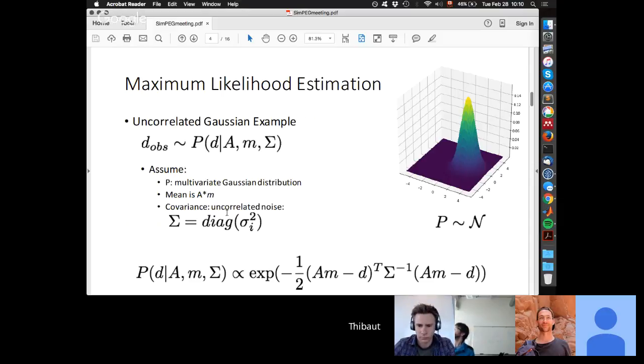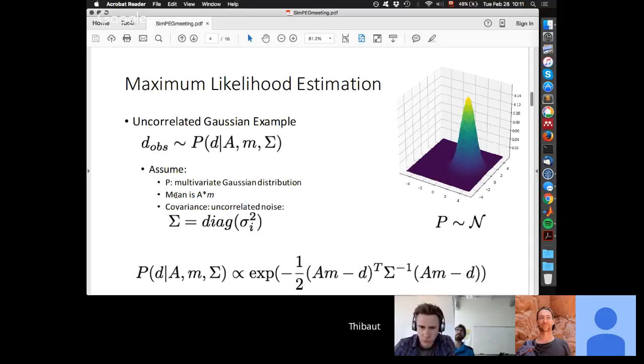So I'm just going to do that through an uncorrelated Gaussian example. I'm going to assume that my probability P is just a multivariate Gaussian, so it's a Gaussian in all directions, for each parameter, for each of my data. The y-axis of that is the data.